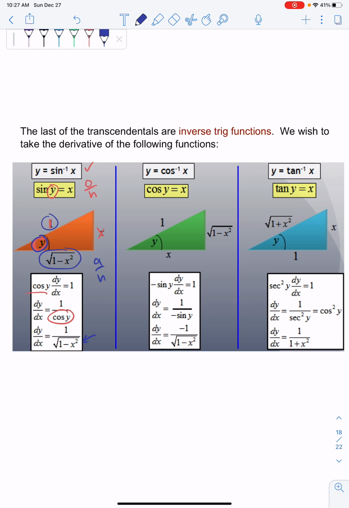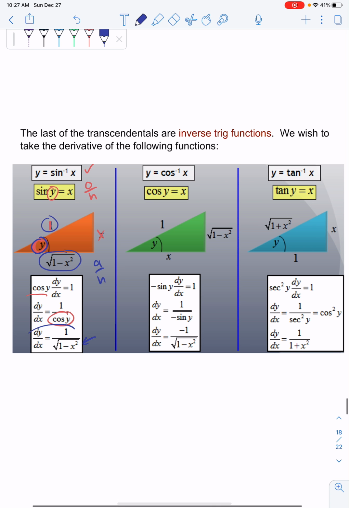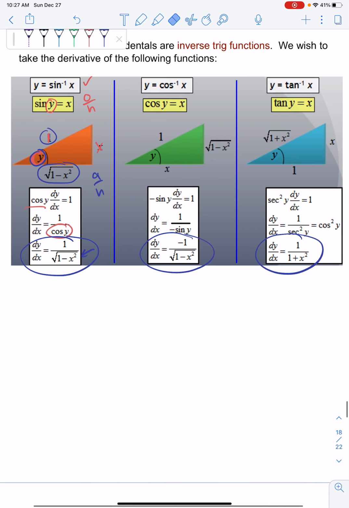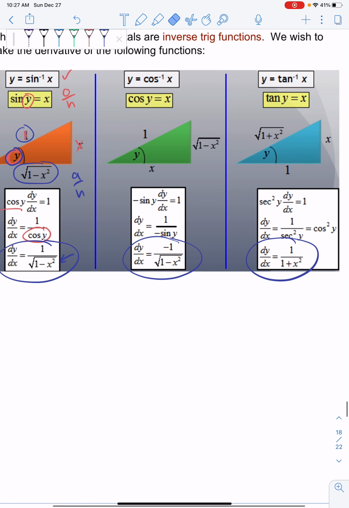So if you ever forget what these are, you can always draw the picture and figure it out that way. But these are ones that we want to memorize, okay? These are ones that you want to have in your bag of memorized formulas, especially because I'm not going to remember them. So we're going to rely on you guys to do a little bit better at that.